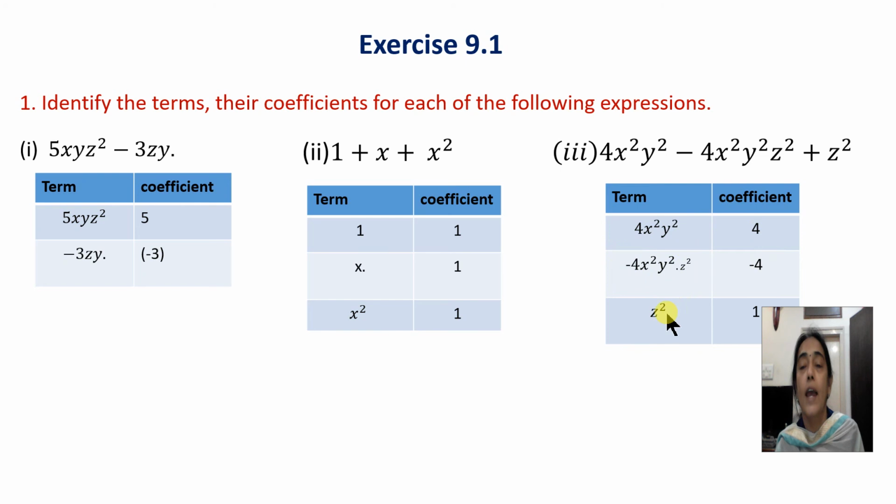And z square, no number is attached here. So here it is 1. It is understood that 1 is in front of z square. So it is 1. Let's move to the next, fourth one.